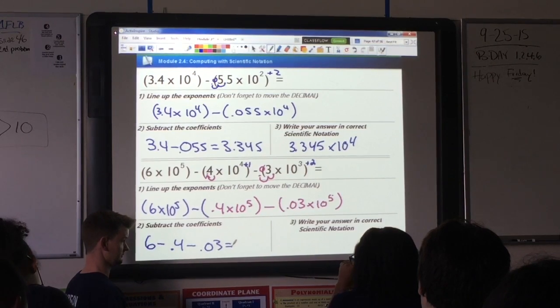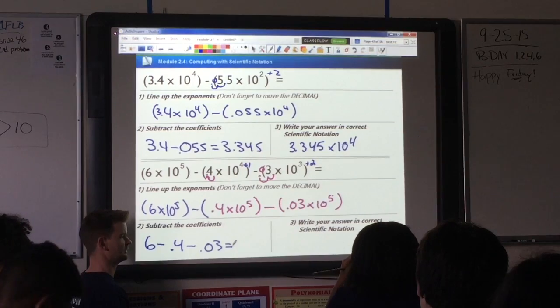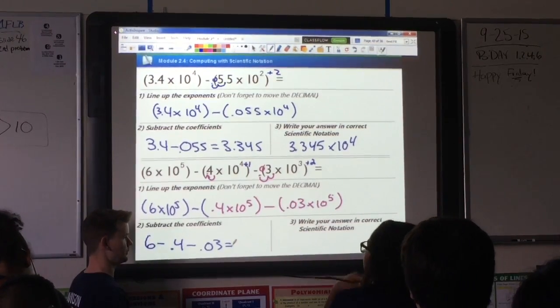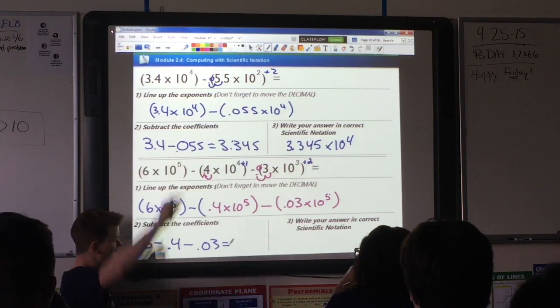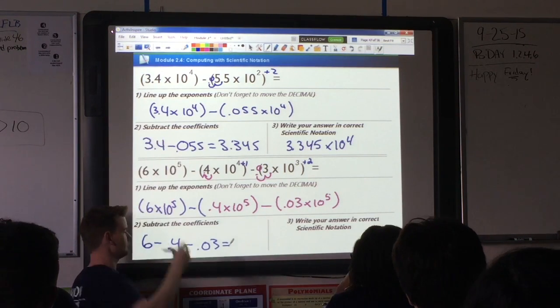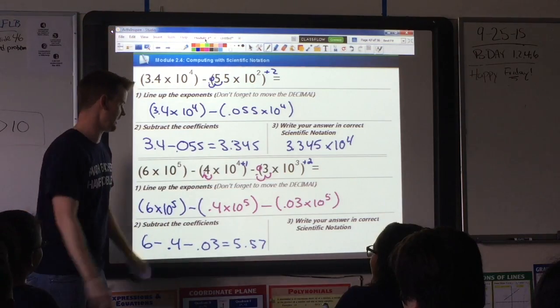5.63. And then we got a different answer to this question. Lucas, what did you get? I got 5.57. 5.57, 5.6 is correct. Yes! 5.57. We got it.